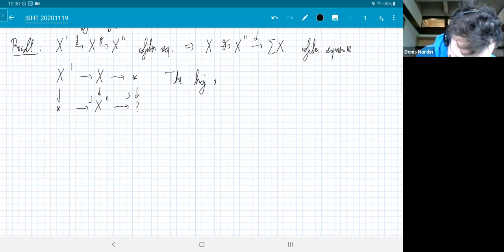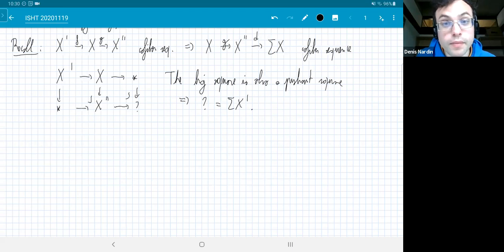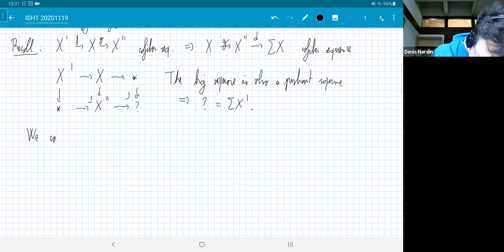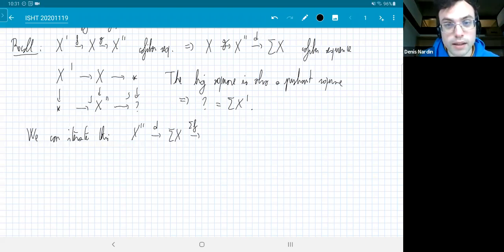The big square is also a pushout square. So this forces the question mark to just be the suspension of X prime. And then the second square is the cofiber sequence we wanted. And of course you can iterate this. We get, for example, X double prime, sigma X, and here you see that what you get here is sigma F, possibly with a minus, depends exactly which conventions you work with, but I'm not going to pay a ton of attention to the signs for now.